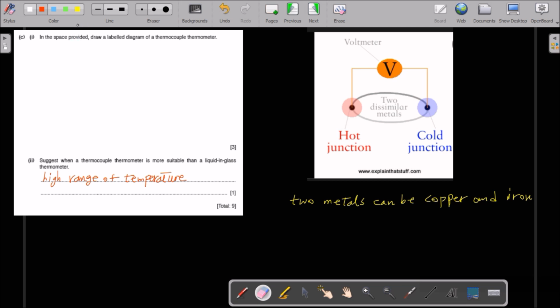Suggest when a thermocouple thermometer is more suitable than a liquid in glass thermometer, because a thermocouple thermometer has a high range of temperature. That's why it is more suitable.